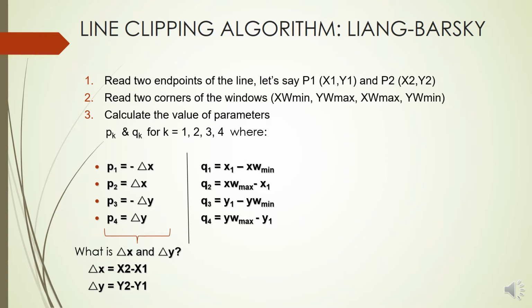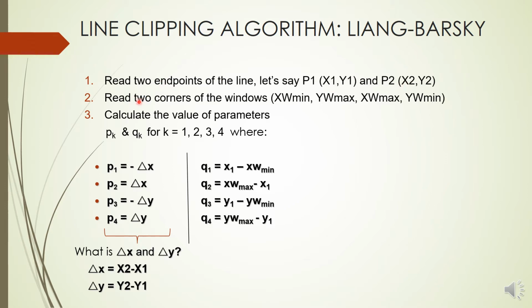For this algorithm, what we need to understand first is that initially we need to read the two endpoints of the line. Let's say, for example, we have P1 and P2, this line of P1 and P2. As usual, P1 has the coordinates x1 and y1, and P2 has x2 and y2.